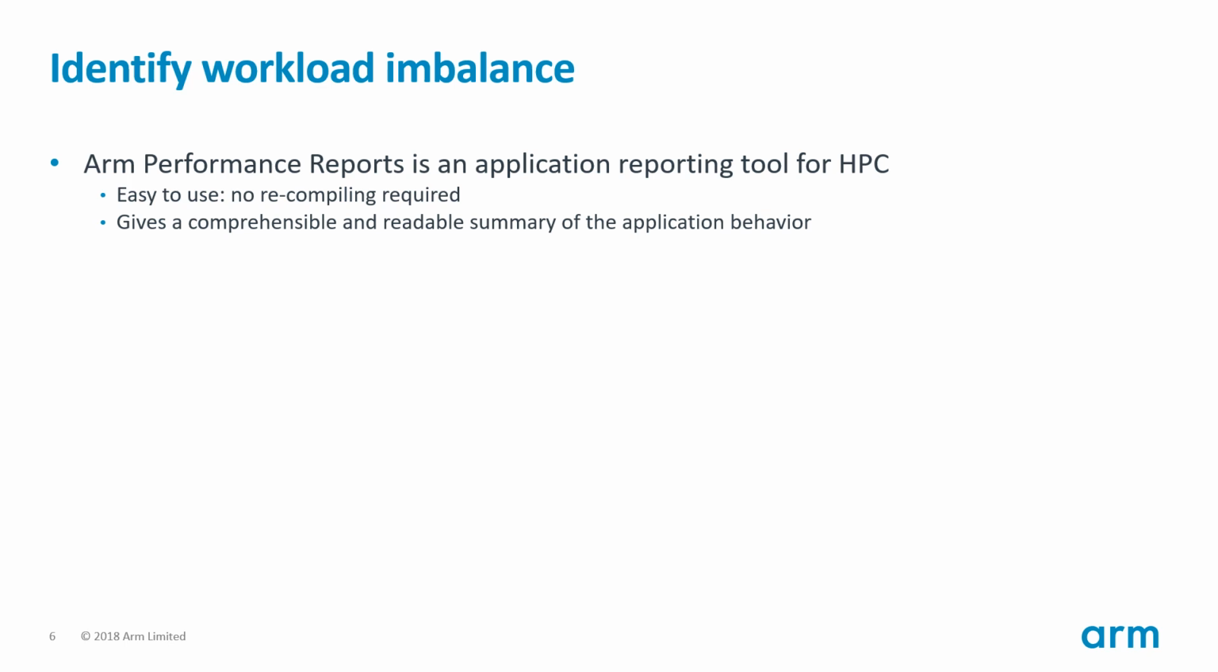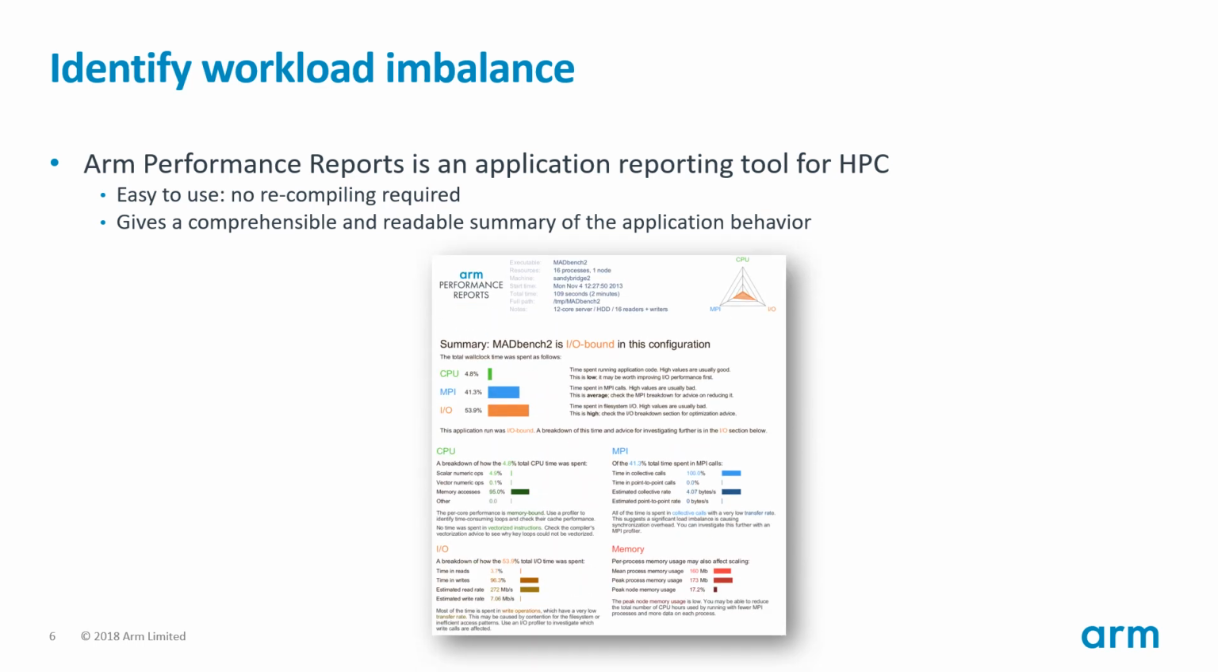ARM Performance Report is a solution. It is easy to use. You don't need to recompile the code. You can just prefix the execution command in your job script with the perf-report command to generate an HTML report that describes the behavior of your application at full scale.